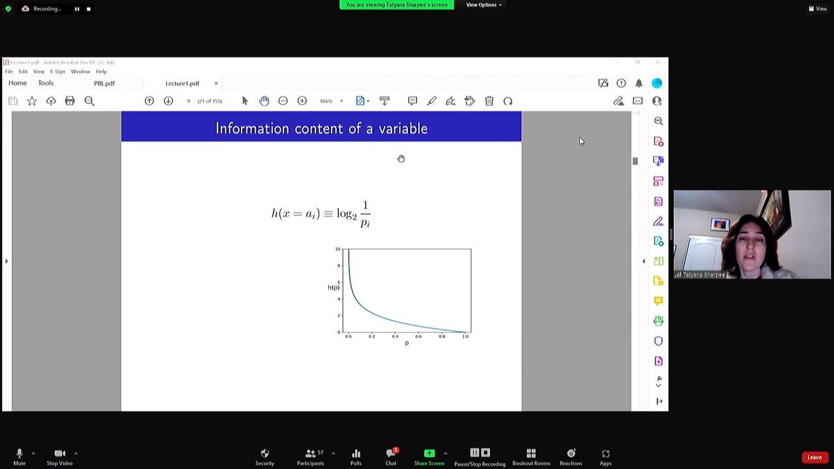So the definition that you probably heard is that it's log of 1/p. And today we will discuss why this is actually, up to the normalizing constant, the only function that can define information.